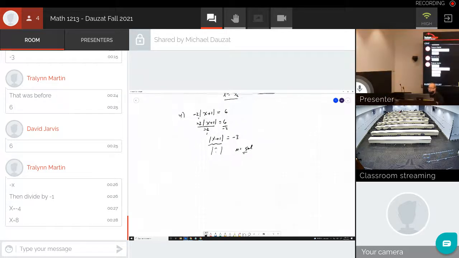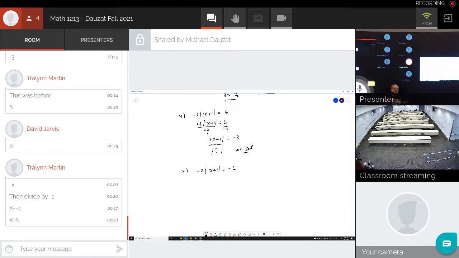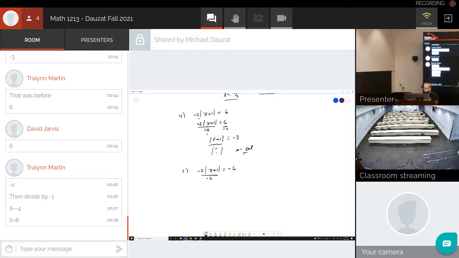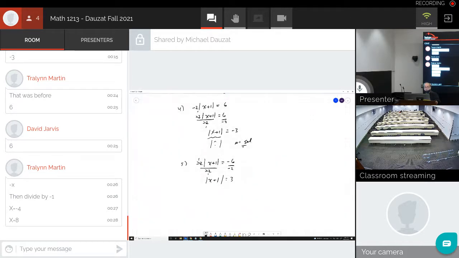What if I had this, number 5? What if I had the absolute value of negative 2 times x plus 1 is equal to a negative 6? Let's do the same thing. Let's divide by negative 2, both sides. The negative 2's divide out. I get the absolute value of x plus 1 is equal to a negative divided by negative is a positive, so that's a positive 3.